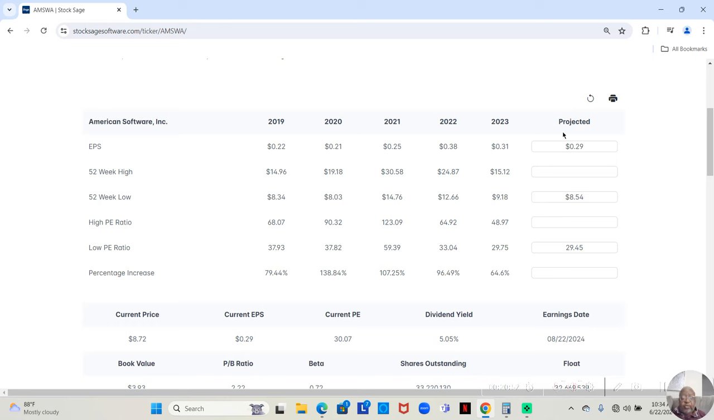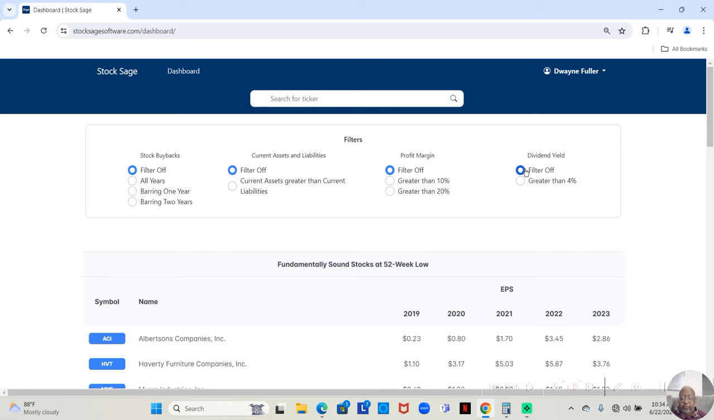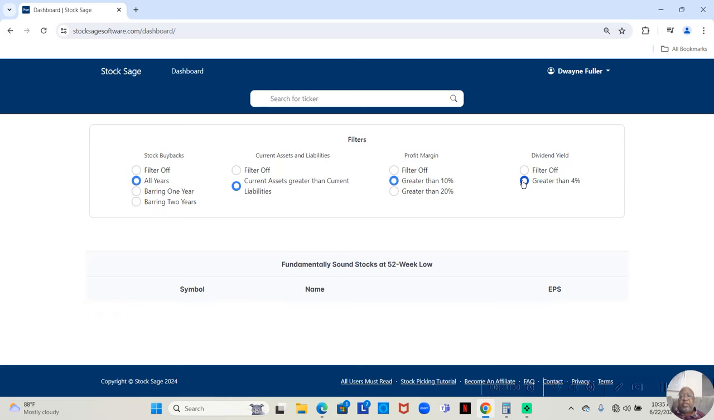So, like we said before, StockSage has now added a dividend yield filter showing you stocks with a 4% or greater dividend. And if you come across a situation where you have a stock that has stock buybacks for all 5 years, current assets greater than current liabilities, greater than 10% profit margin, and they have a dividend yield higher than 4%, now it's almost like you guys are hitting the lottery. That's what you're looking for.